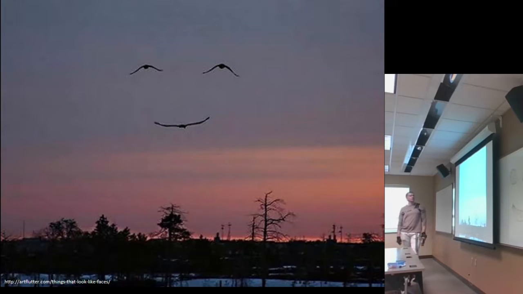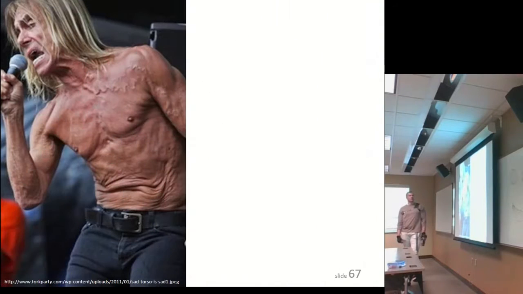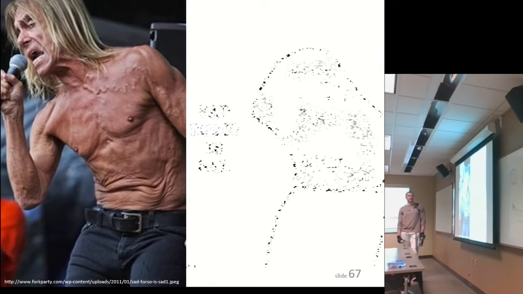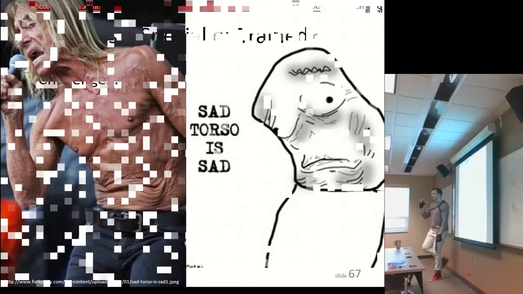So just random assortments of birds, hats that have laces and eyes, and even people who have faces can have other faces. So this is Iggy Pop right there. That was a meme. Sad torso is sad. There's a face right there. Usually people don't want to look at that one for too long.